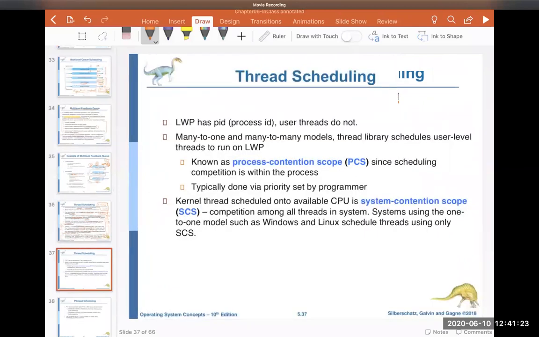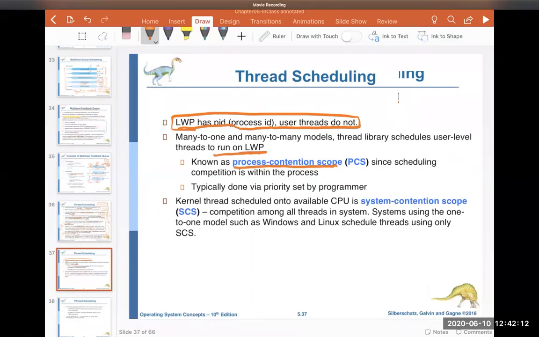Now the LWP, the lightweight process, has a process ID, whereas user threads do not. So we have seen this, but lightweight processes have a PID, process ID. In many to one and many to many models, thread libraries schedule user threads to run on lightweight processes. So that mapping is happening. Now this mapping is called process contention scope. So let us suppose an operating system mapping is done, and user level threads are mapped onto a different number of kernel level threads. In that case, the first thing that has to be done for scheduling is process contention scope.